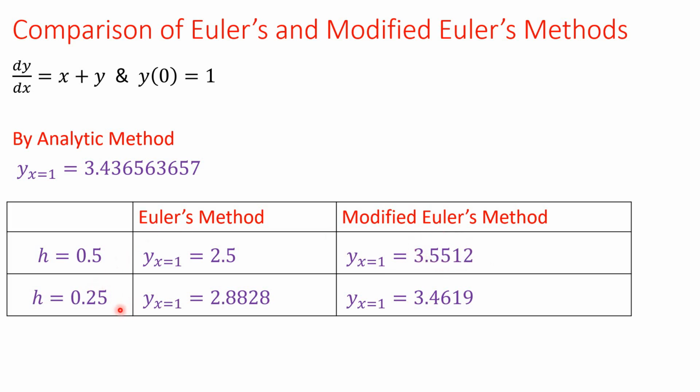By Euler's method, when you take h is equal to 0.25, the answer is 2.8828. But by the modified Euler's method, it is 3.4619. So this is how when we reduce the value of h, we get a more approximate answer. Now for h is equal to 0.25 with the modified Euler method, it is not feasible to solve by hand. So we will solve it by using a Python program and we'll check our answer.